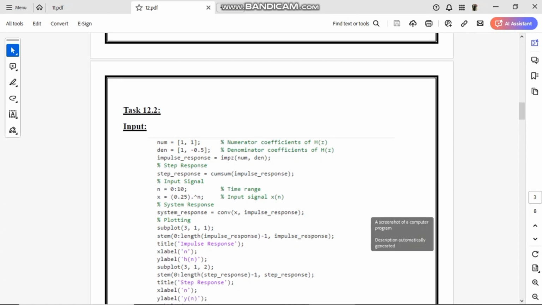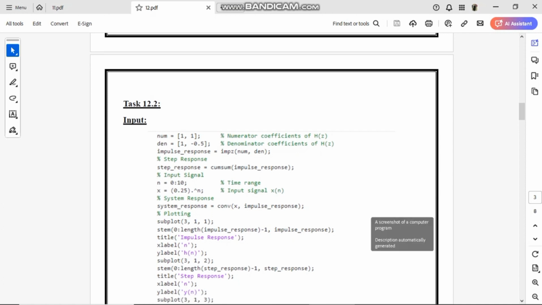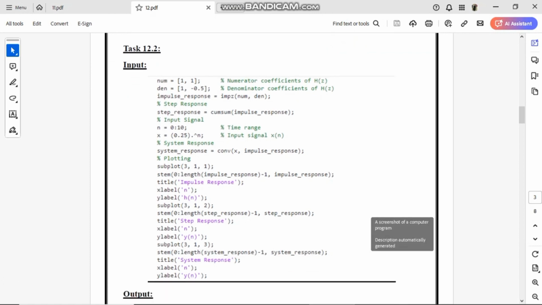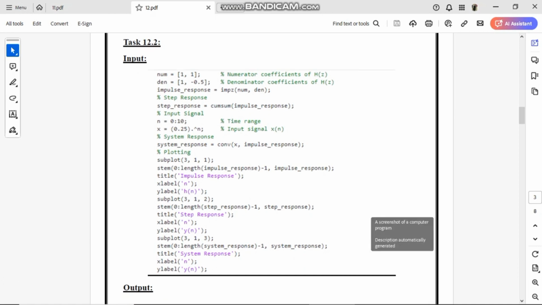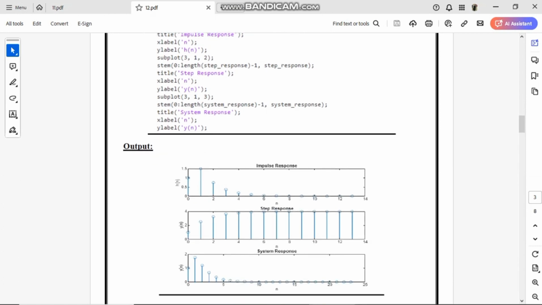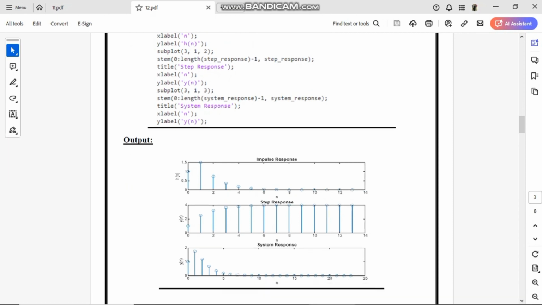Our input signal has been defined where n is in the 0 to 10 time range. The system response and the plotting has been used, and a stem command has been used for plotting, and the titles are named impulse response, step response, and system response. X label is named n and y label is labeled y of n. Following is the output, where the first one is for impulse response, then step response, and the other one is for system response.